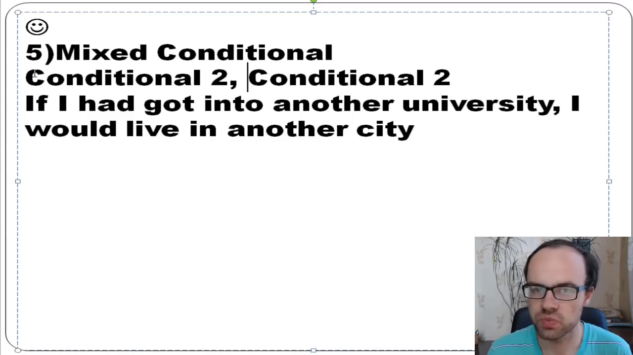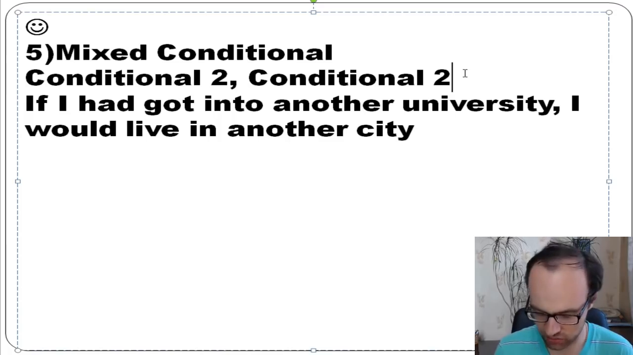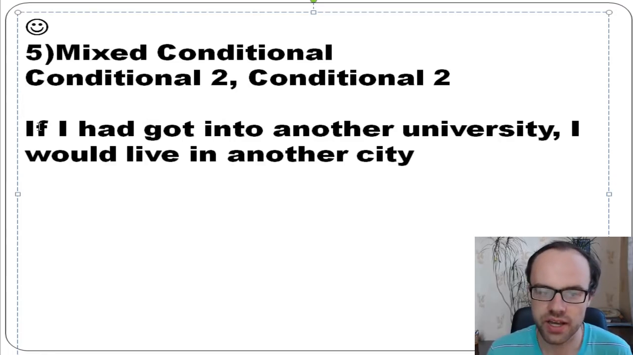But if you want to speak English without mistakes, and if you want to have a strong advanced level, or intermediate, upper intermediate, you need to know this grammar. So you have no choice. You need to know it, and I think it's easy. Okay, so look. If I had got into another university, yeah. So you see, it's the third conditional. It's unreal in the past.